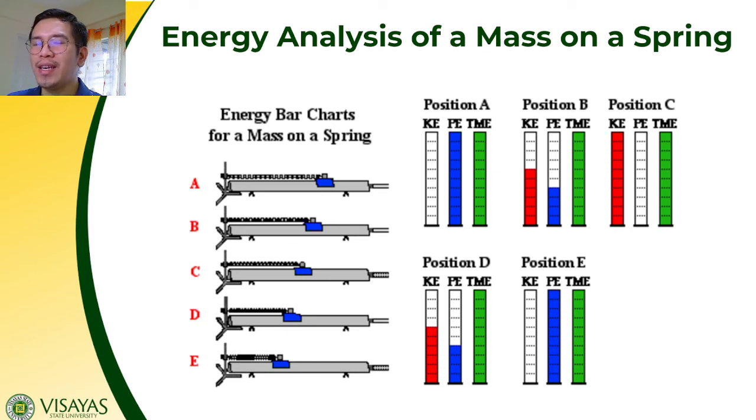So the bar chart reveals that as the mass on the spring moves from A to B to C, the kinetic energy increases and the elastic potential energy decreases. Yet, the total amount of these two forms of mechanical energy remains constant, because from the law of conservation of energy, energy can neither be created nor destroyed. So the mechanical energy is being transformed from potential energy to kinetic form, yet the total amount is being conserved.